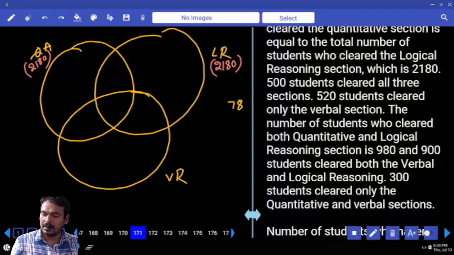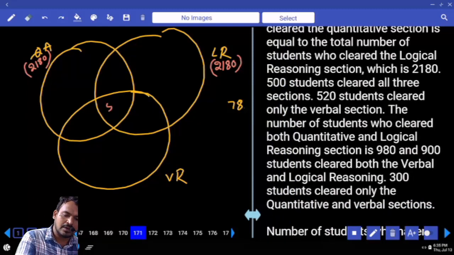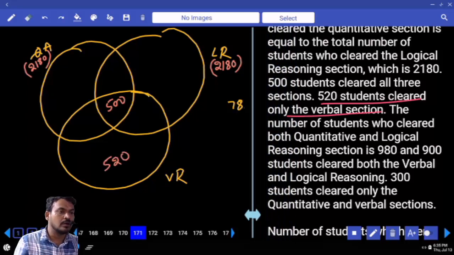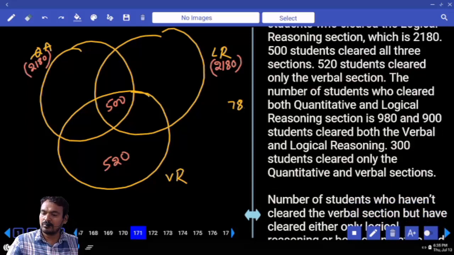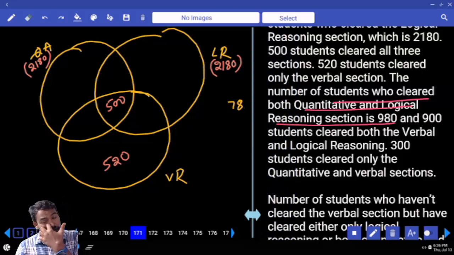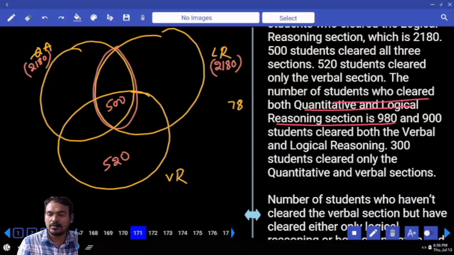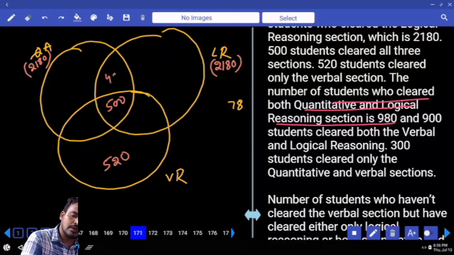500 students cleared all the 3 sections. Means here combination of all the 3 are 500. Next, 520 students clear only the verbal section. Means here value is how much? 520. Next, the number of students who cleared the quantitative and logical reasoning section is how much? 980. Quantitative and logical reasoning means this total value is how much? 980. In that already 500, what is the remaining?